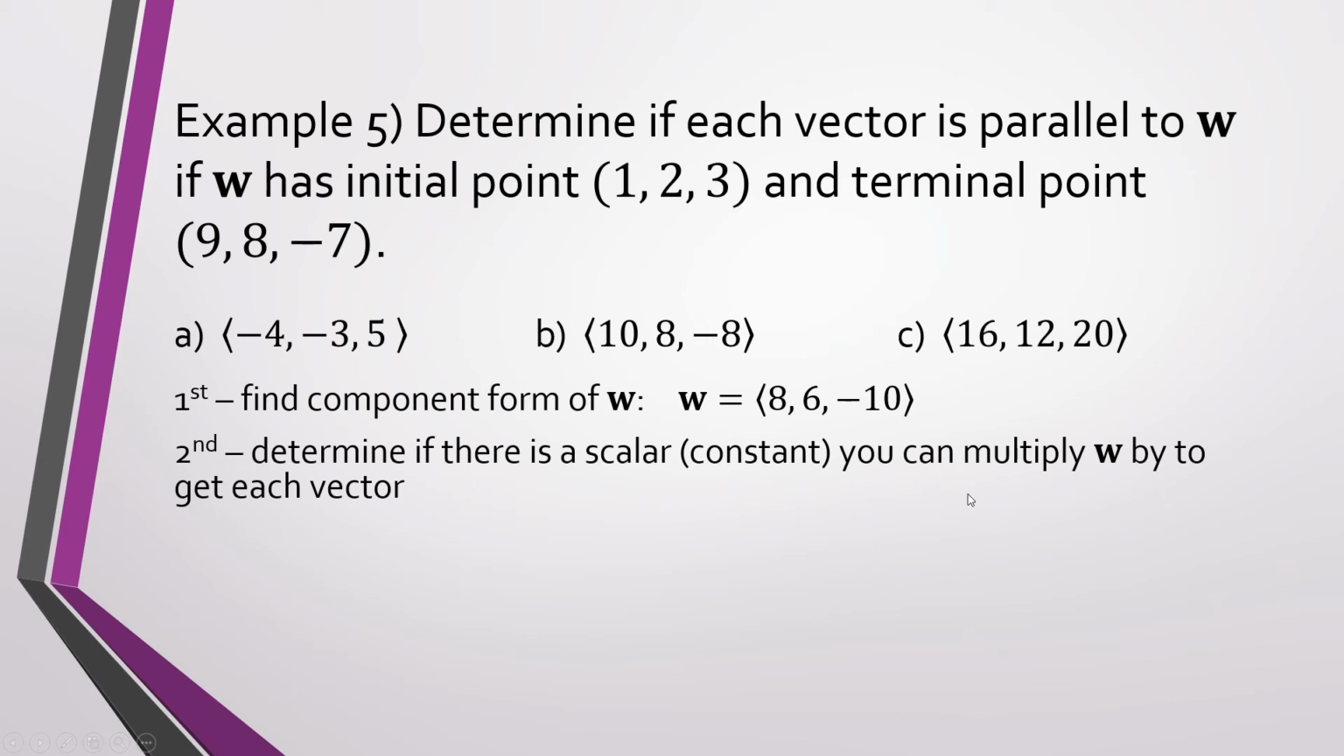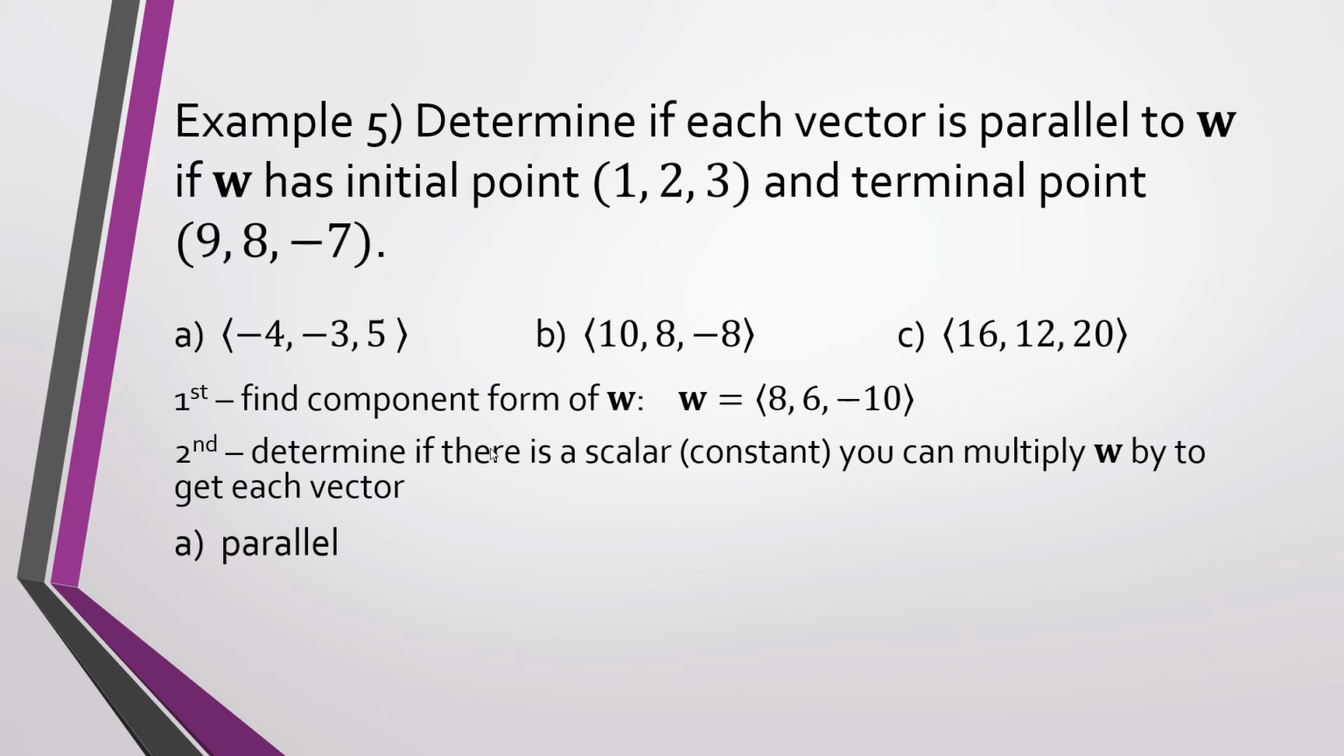Now we want to determine if there's a scalar, if there's a constant that we can multiply w by to get each of these vectors. To be parallel, if you can multiply by a constant to get the other vectors, we know they're parallel. Now some of you are going to be able to look at these and figure it out mentally. But if not, you can actually set up ratios to determine this.